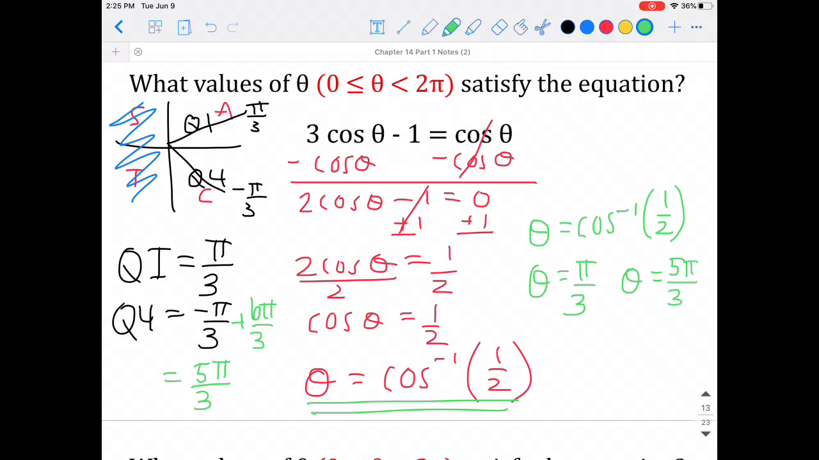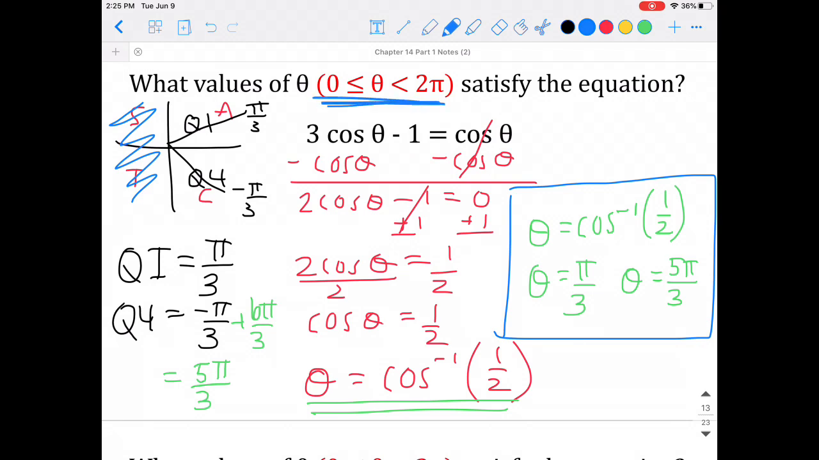And the reason we have two solutions now for this equation is because our restrictions change. Now we're thinking about from 0 to 2 pi. So our restrictions change, which could leave us with more than one solution.